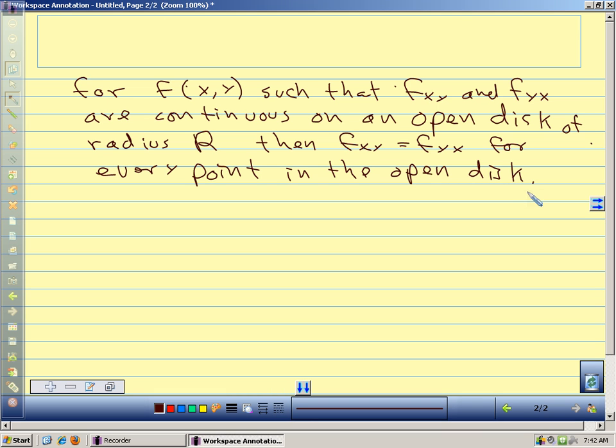And this holds for functions of a higher number of variables as well. So if we have a function of 3 variables, if the second order partials are continuous, then the third mixed partials are equal. If we have a function of 4 variables, if the third mixed partials are continuous, then the fourth mixed partials are equal. So in general, if we're working with a nice function, our mixed partials are going to be equal. It doesn't matter which order we do the differentiation in, those mixed partials are going to be equal.